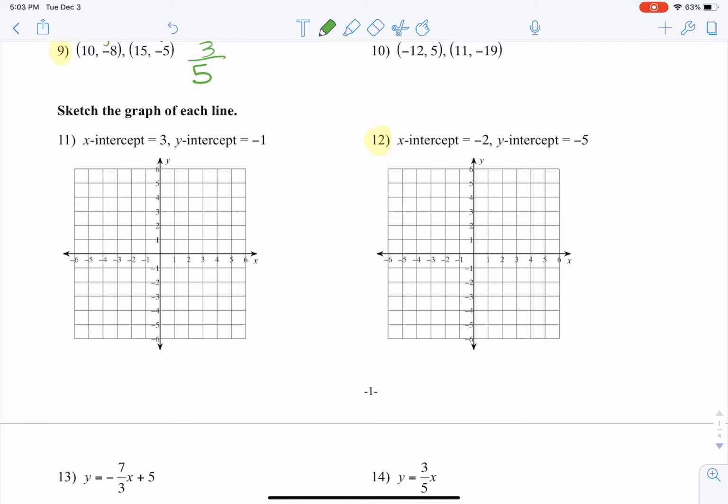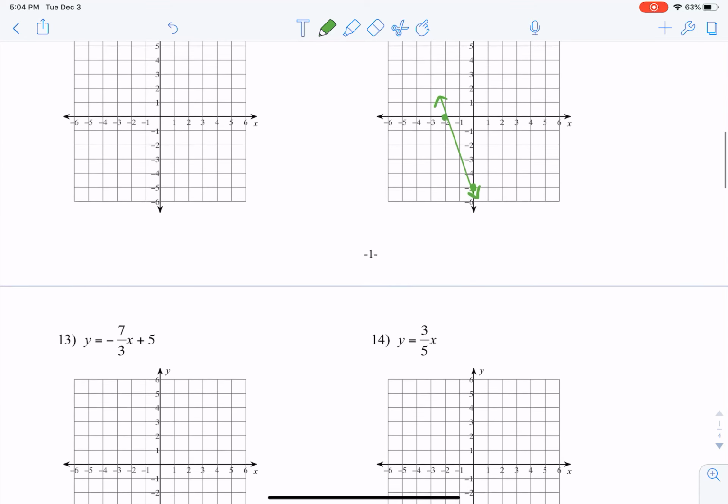Looking here, it says sketch the graph of each line. So for number 12, it gives me an x-intercept. So it crosses the x-axis at -2. And a y-intercept crosses the y-axis here at -5. So I can go ahead and draw in a straight line to connect those 2 points. And there is my line.